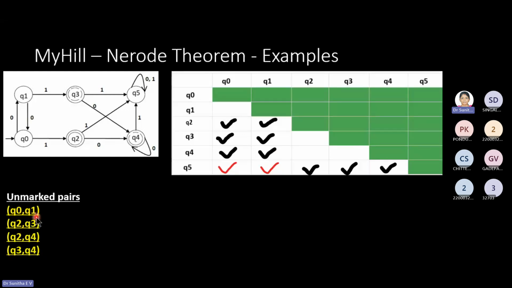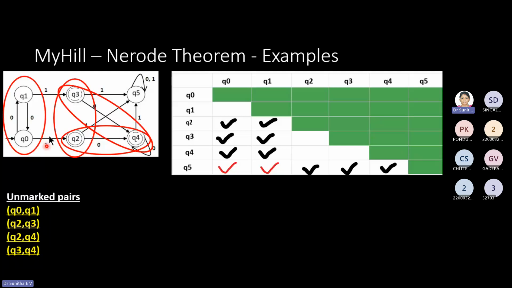So Q0, Q1 was the first pair. What we have to do is combine those two states, Q0, Q1, and make it a single state in our reduced DFA or minimized DFA. Then another unmarked pair is Q2, Q3. You combine Q2, Q3. Then Q3, Q4, combine Q3, Q4. Then Q2, Q4. You combine those. So here we can see that all these three states, Q2, Q3, and Q4, are interconnected.